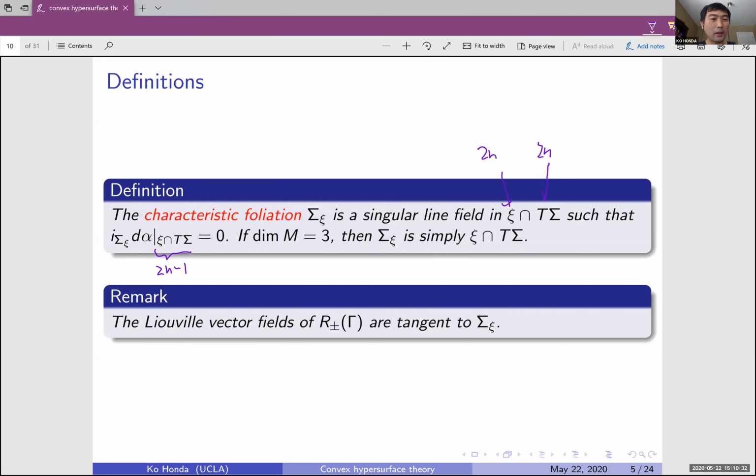And that's that. And if the dimension of M is 3, sigma intersect T sigma is generically one dimensional. So there's really no symplectic condition that you need to impose. So the characteristic foliation in dimension 3 is simply C intersect T sigma. Okay. And there's one more thing you probably need to know, and that's that the Liouville vector fields of R plus minus of gamma are then going to be tangent to sigma sub C, okay, tangent to the characteristic foliation.